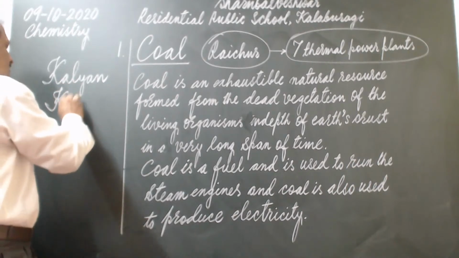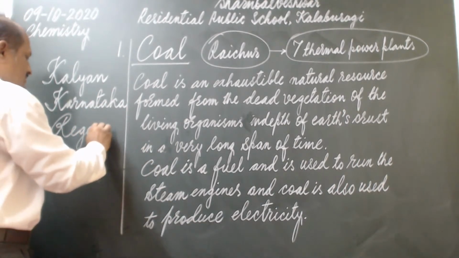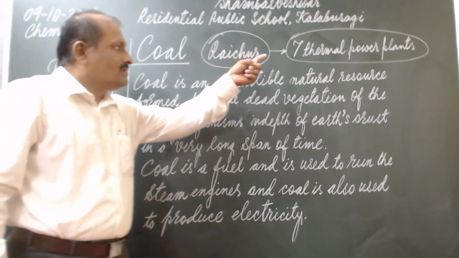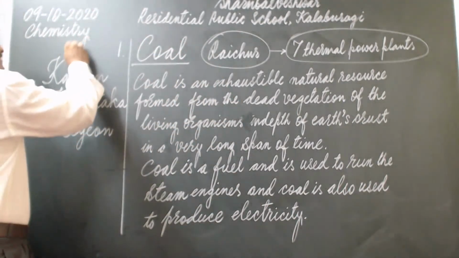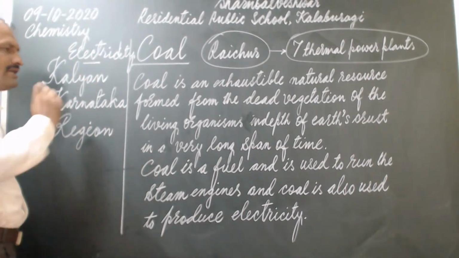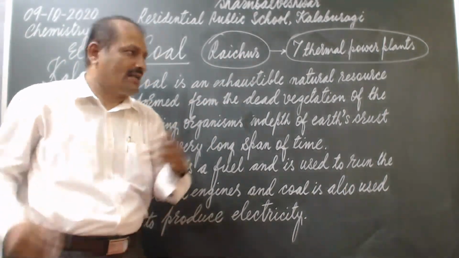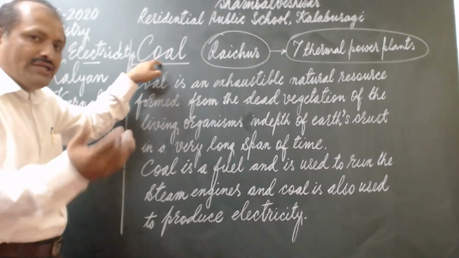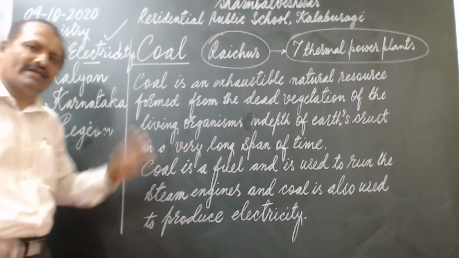Kalyana Karnataka region. Right? So dear students, in Raichur, the thermal power plants, we get electricity to the whole Kalyana Karnataka region. Those thermal power plants are situated in Raichur, in our state Karnataka, our neighboring district Raichur. We have 7 thermal power plants which produce heat energy from coal, and then heat energy is transformed into electricity, and this electricity is supplied to the whole of Kalyana Karnataka region.